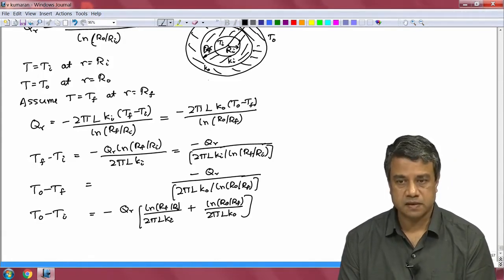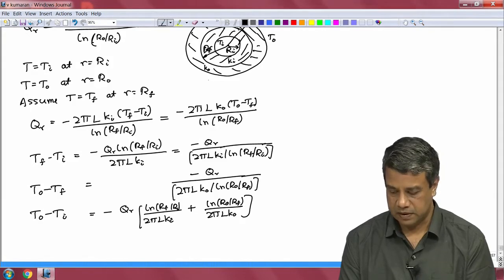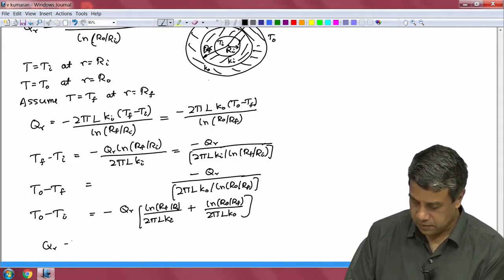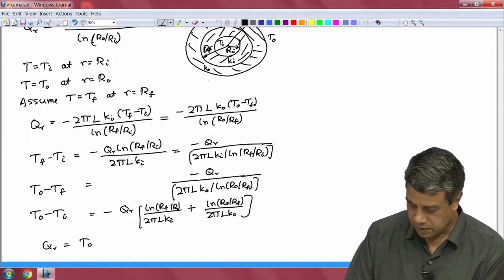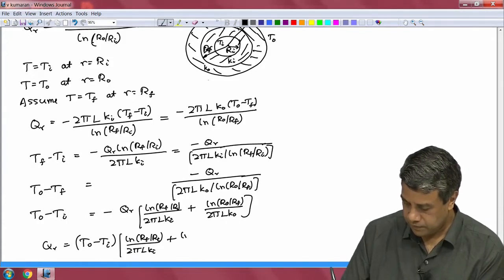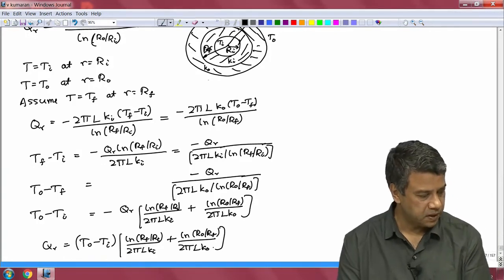This gives us an expression for the heat flux. Therefore, this just gives me that Qr is equal to To minus Ti into this whole thing inverse.